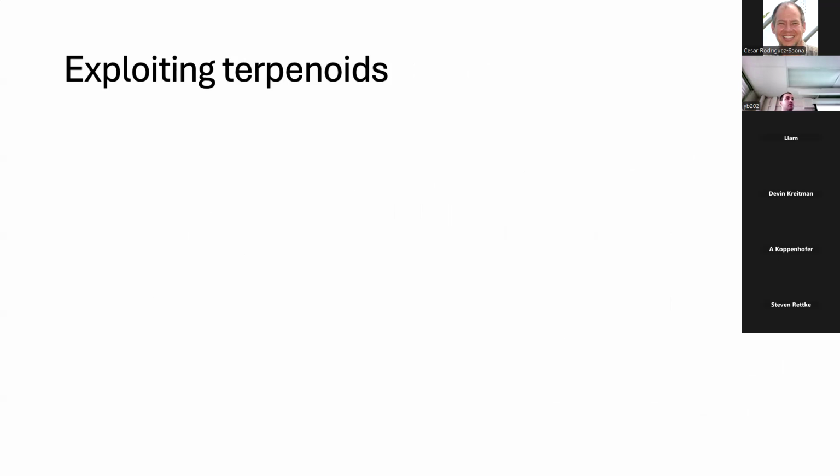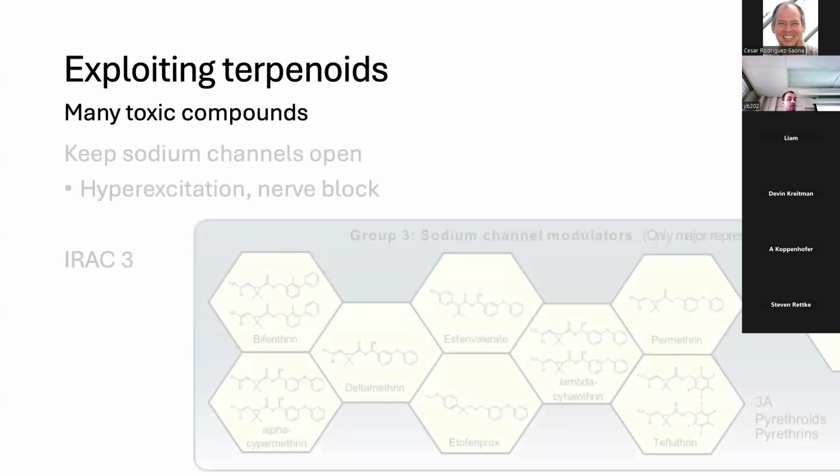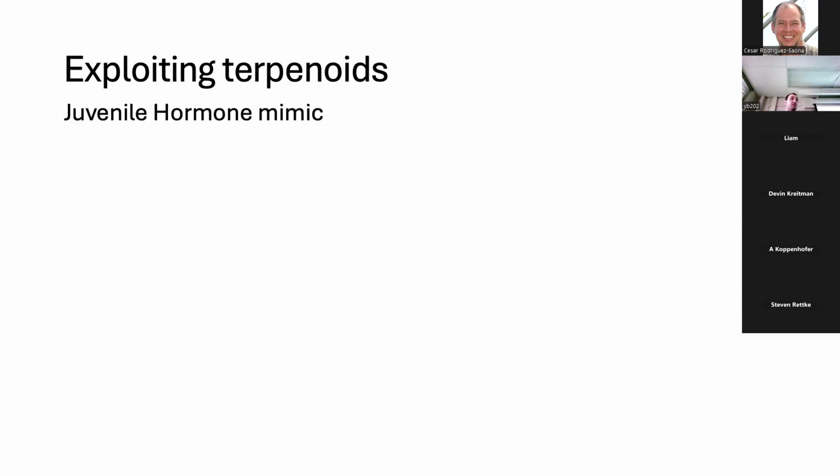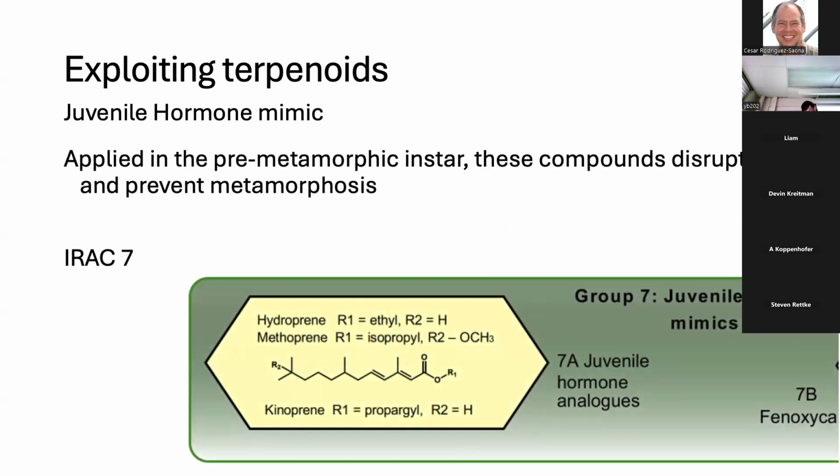When we look at exploiting terpenoids, we have many toxic compounds, right? One of the most common insecticides that we have based on terpenoids are pyrethroids. They keep the sodium channel open, leading to hyperexcitation, leading to a nerve block. These are your IRAC 3 group. And also juvenile hormone mimics, which people have used.